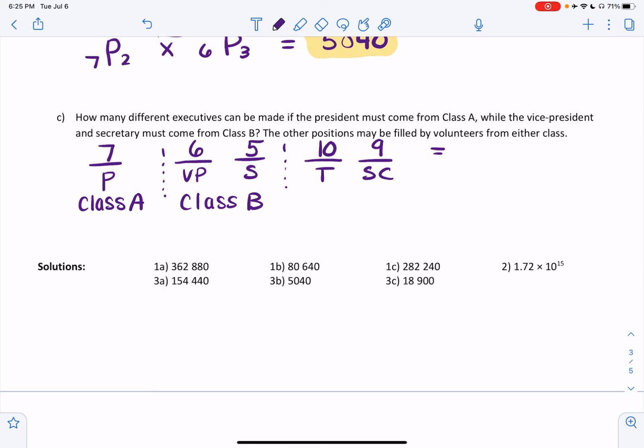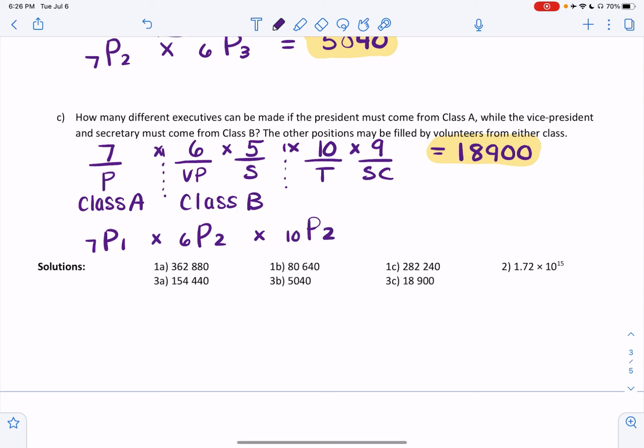Then we require a president and a vice president and a secretary and a treasurer and a spirit coordinator, so that will give us 18,900. Again, we could have also used our permutation formula. So we would have 7 permute 1 because there was only 1 position. We would then have 6 permute 2 because there were 2 positions. And finally, we will have 10 permute 2 because there were 10 students left and 2 positions. Then we have 18,900. And that's our final answer.